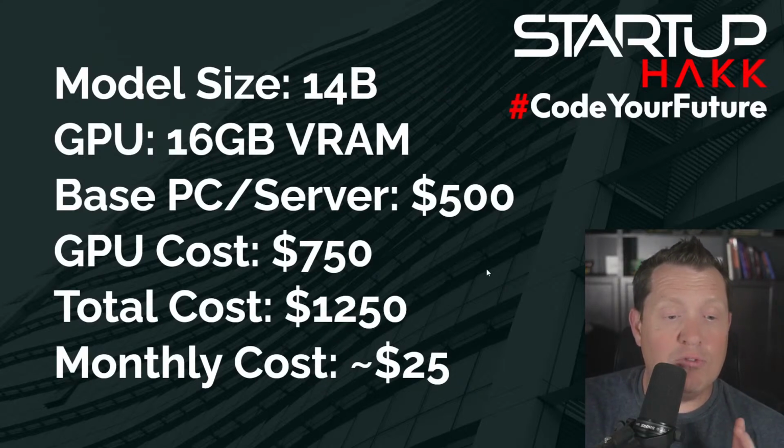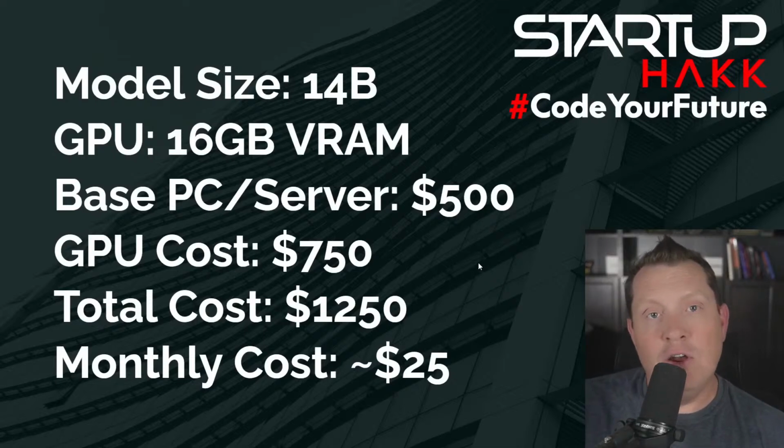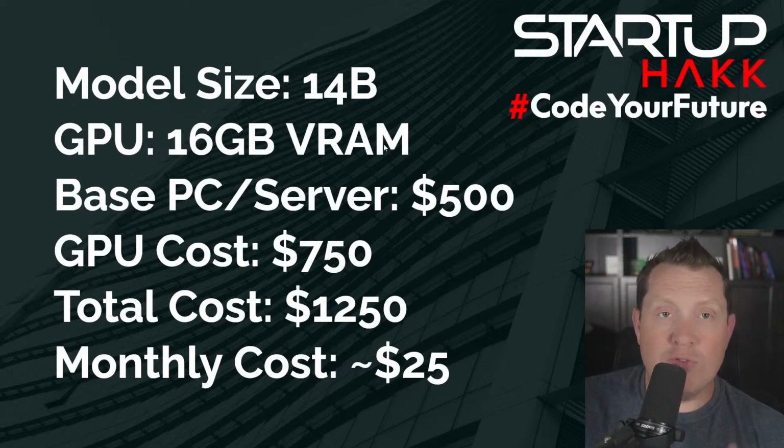So let's jump to the 14 billion, because now you start to see our hardware costs go up a little bit, but we're still not talking anything near what we were talking about in the hosting from the cloud, right? So model size, 14 billion parameters. Efficiencies from 8 billion to 14 billion definitely go up. Again, I don't have the exact benchmarks in front of me, but it's definitely more efficient and more accurate, right?